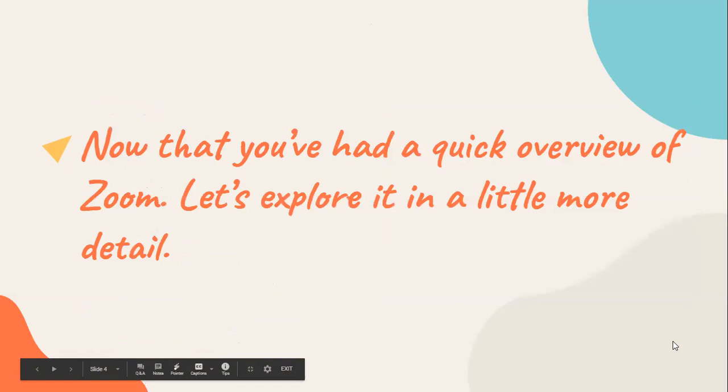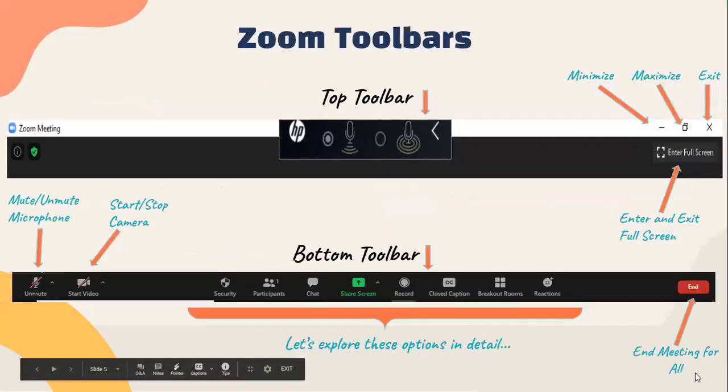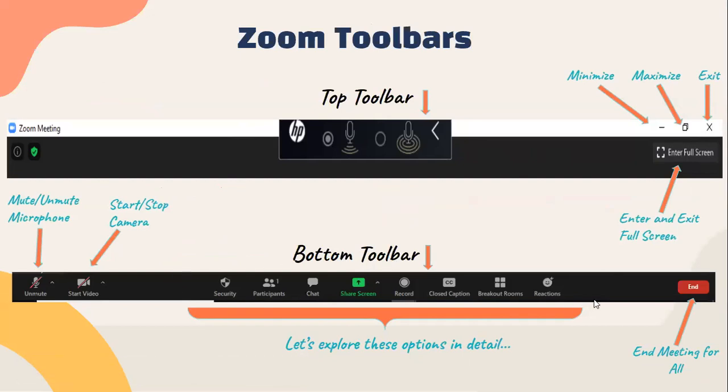Okay, now that we've had a quick overview of Zoom, let's explore it in a little more detail together. So when you open your Zoom room, you will have a top toolbar at the top of your screen, and then you also have this bottom toolbar down below. We're just going to talk about the different buttons that were discussed in the video we just watched.